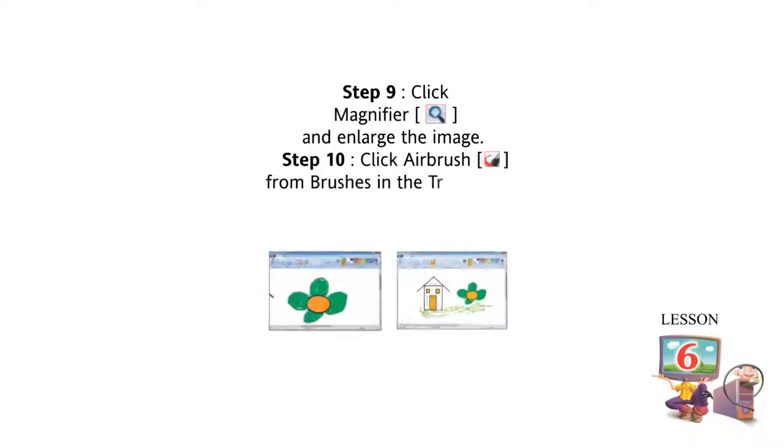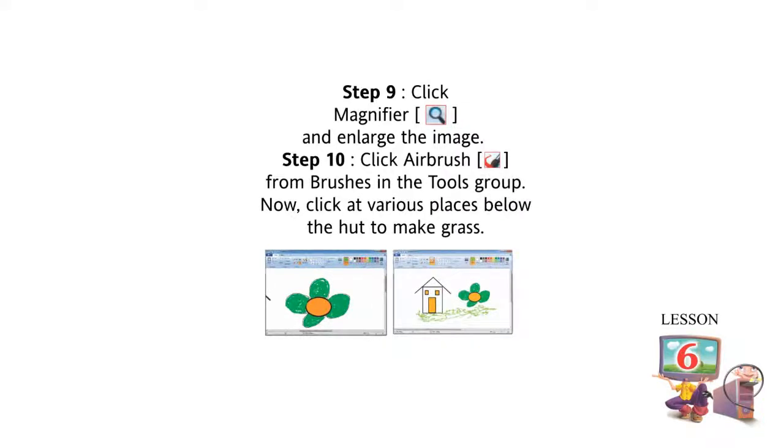Step 9. Click magnifier and enlarge the image. Step 10. Click airbrush from brushes in the Tools group. Now click at various places below the hut to make grass.